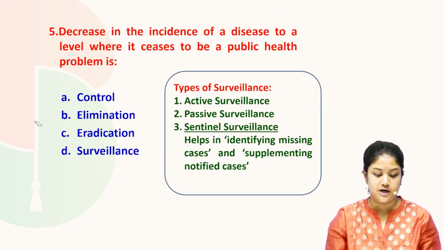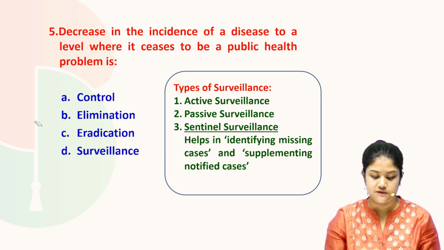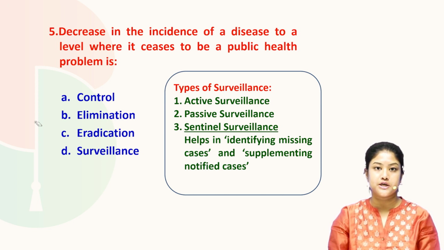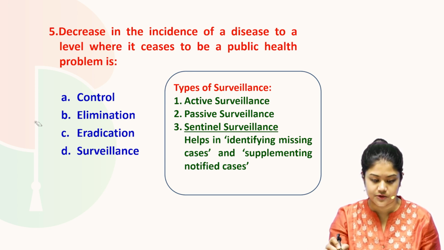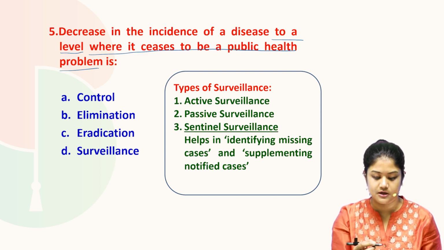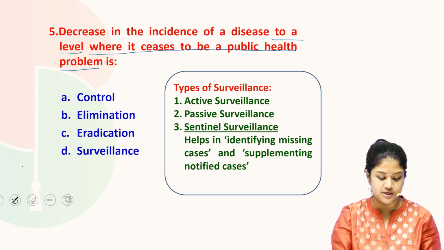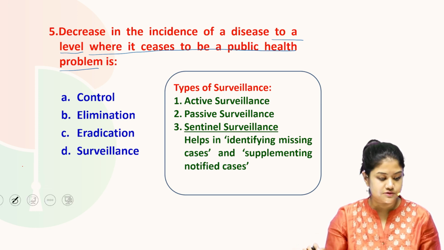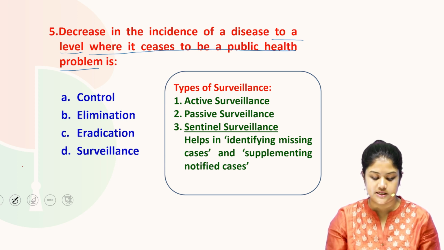So let's look into our next question. In this question, decrease in the incidence of a disease to a level where it ceases to be a public health problem. So in these kind of questions also, we should be able to catch hold of the keywords. That is, here we can take our keywords as to a level where it ceases to be a public health problem. So in these kind of questions, if we can catch hold of the keywords, then it will be easy for us. So the options given are control, elimination, eradication, and surveillance.